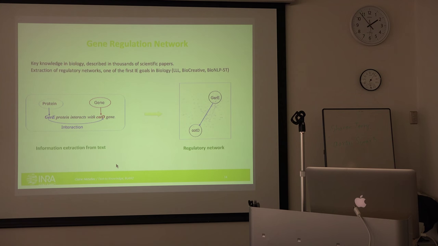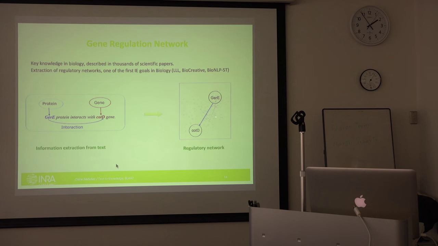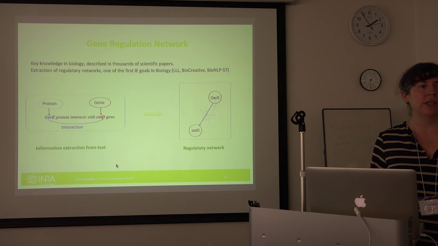It's about gene regulation networks. This example is taken from the LLL corpus that Kevin mentioned in the introduction. This is a simple example that you certainly have already seen, about interaction between proteins and genes, and you know that it's key knowledge in biology because regulatory networks are very important in understanding how organisms work. So from the extraction of simple interactions like that, this is important information because generally this kind of interaction is not described in databases but mainly in papers.